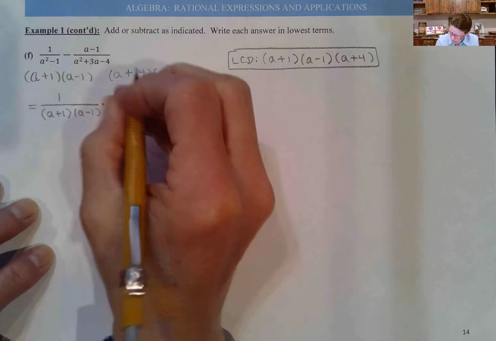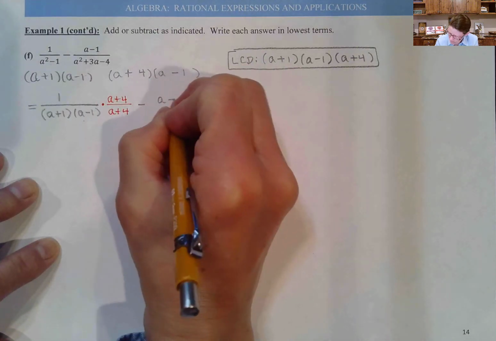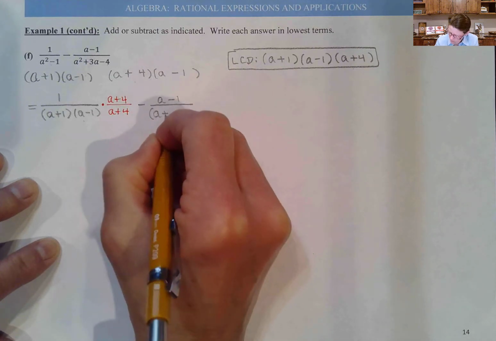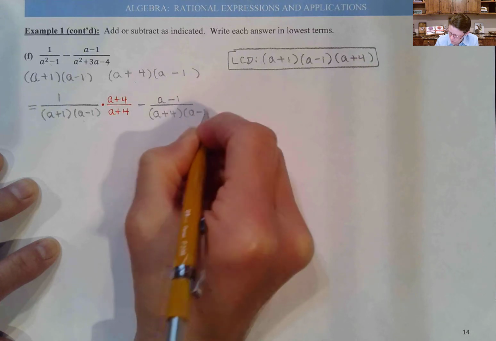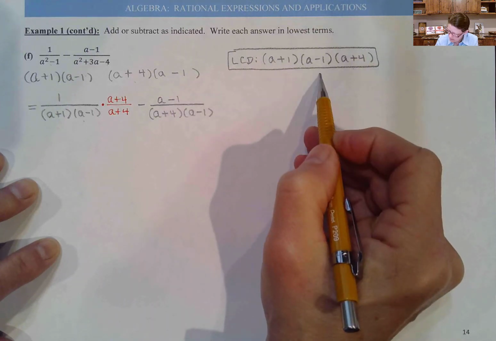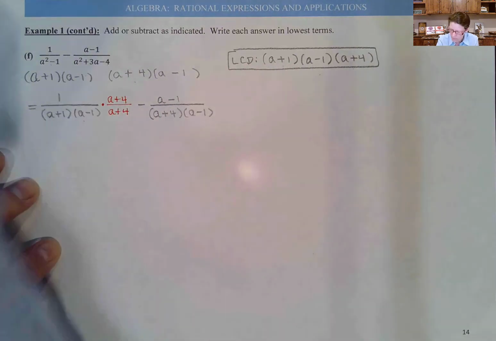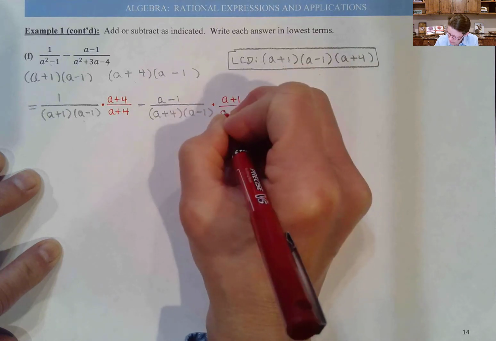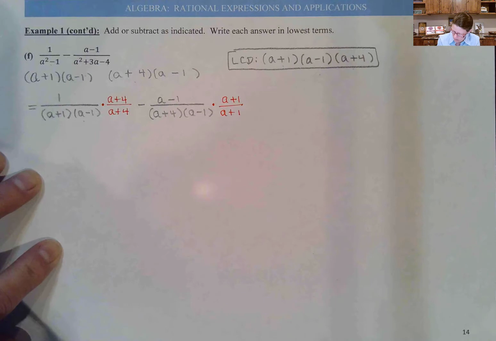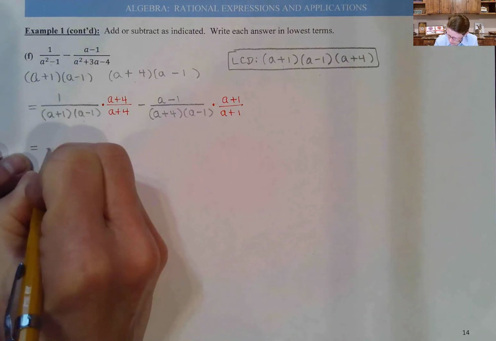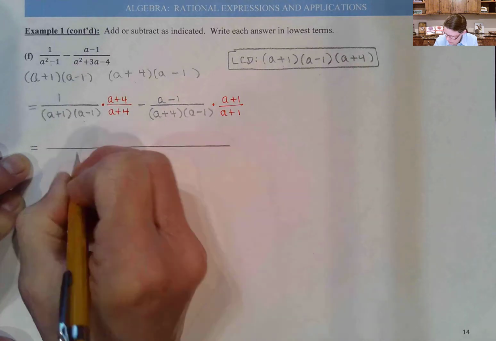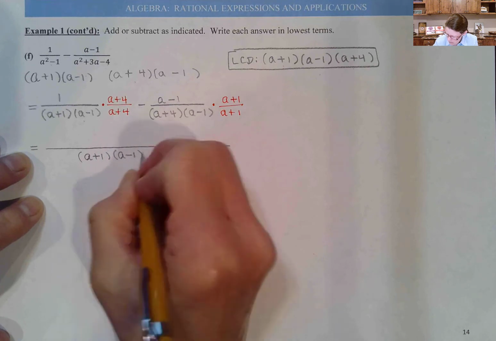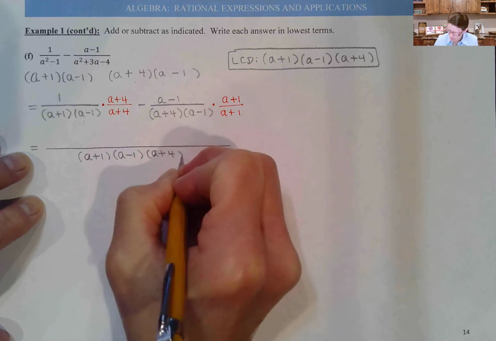As we look at our second fraction, a minus 1 over a plus 4 times a minus 1, and we compare it to the LCD, it is missing the factor a plus 1. Multiply numerator and denominator by a plus 1. All right, we've done some really good work here. We have common denominators, so let's just write that denominator one time. And let's go about combining our numerators.